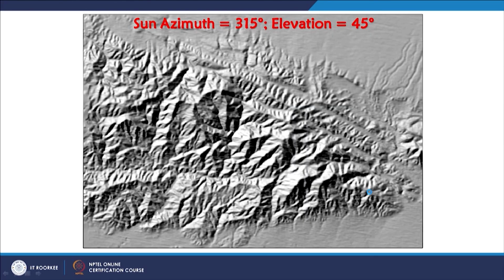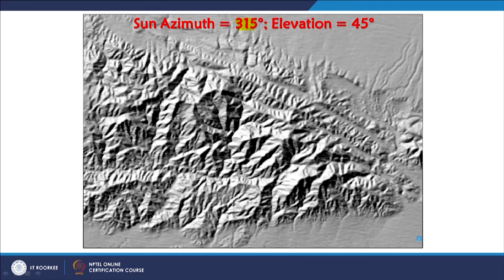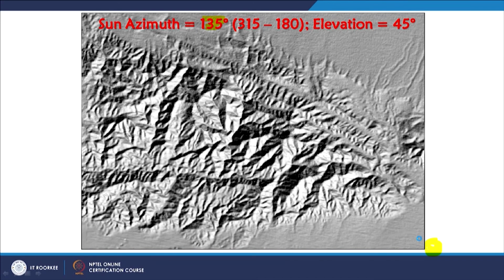perception phenomena. One more example is here. When the sun azimuth is 315 degrees, this is how you see the terrain, but when I change it, that means the illumination source is here, the same terrain looks completely opposite. And this is the point which I was mentioning, that when the observer and the solar illumination source are in the same hemisphere, one is bound to see FTPP, like here in this one we are seeing.